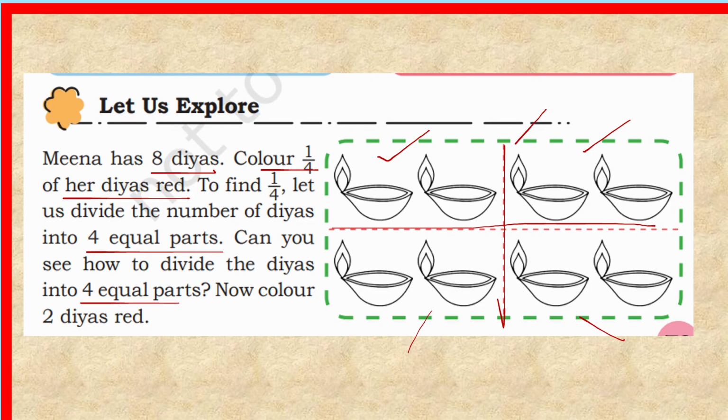Now color 2 diyas red. We have to color 1/4 of her diyas red. What is 1/4 of 8? 8 divided by 4 is 2. So, we have to color 2 diyas red. Because 1/4 of 8 is 2. 8 by 4 is 2.